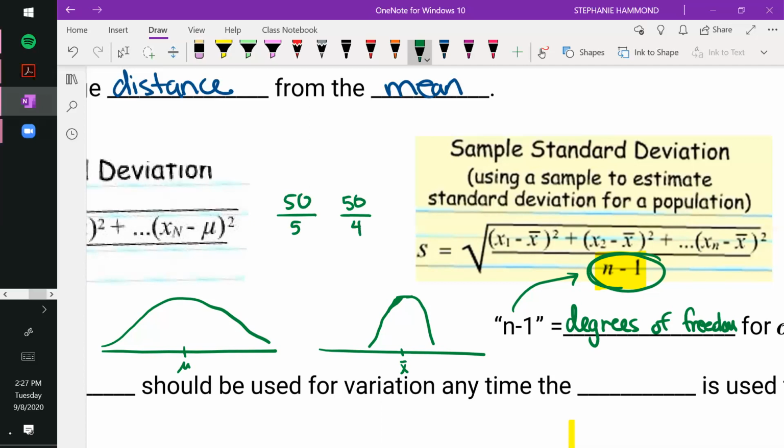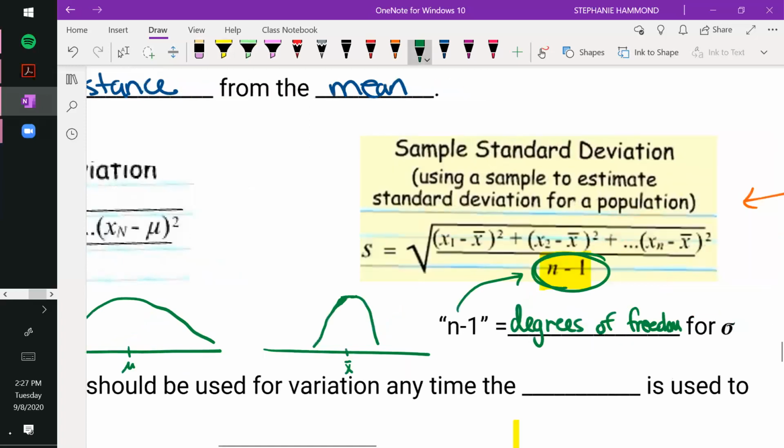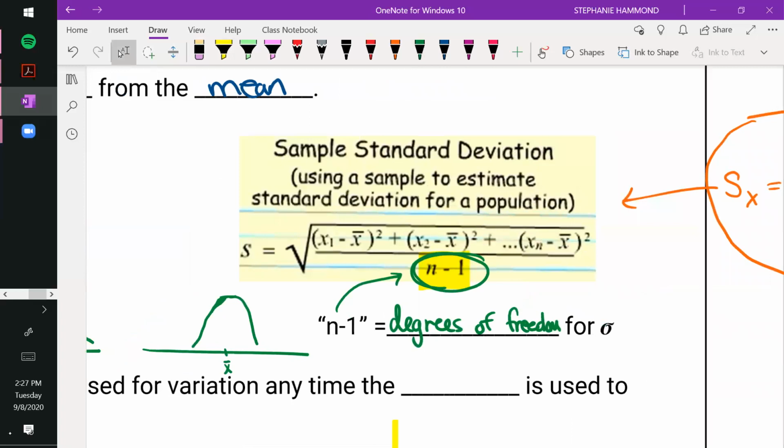And that is why. You'll get questions in your quiz for this section that simply ask you, what are the degrees of freedom for this sample? All you do is subtract 1 from the sample size, and that's your answer. Some questions really are that simple.